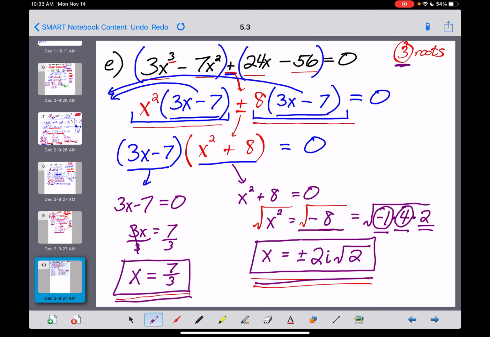So on this graph, everybody, we have 3 roots, but since 2 of them are imaginary, this graph would only have 1 x-intercept, because x-intercepts only show up as real roots. Imaginary ones don't actually cross the x-axis. Whew! That is a lot going on right there, guys, in section 5.3.